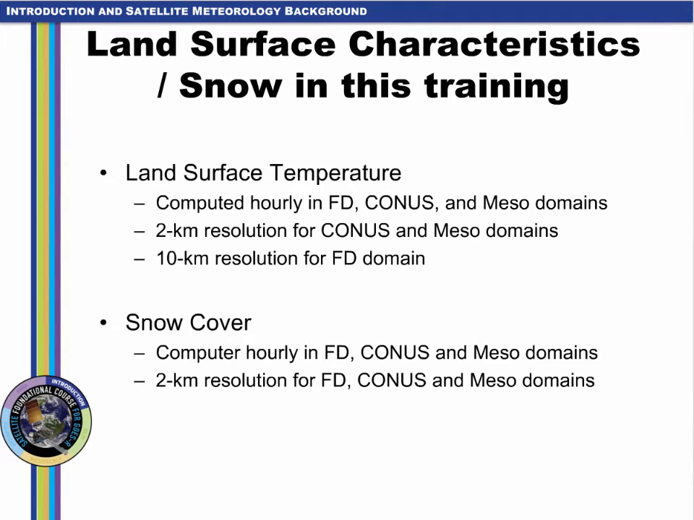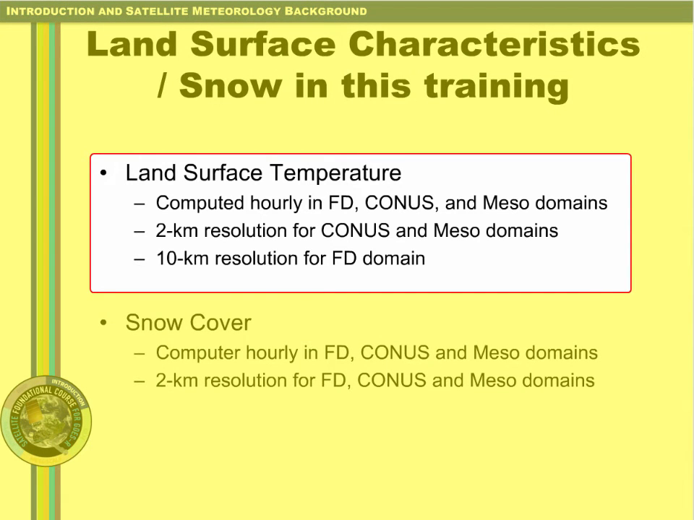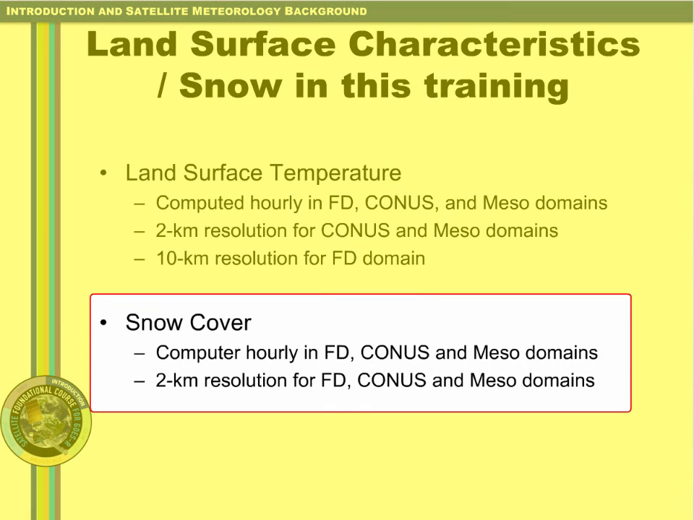Let's switch topics now to land surface characteristics and fractional snow cover, 2 additional GOES-R baseline products. Land surface temperature is computed hourly in all 3 domains, full disk, CONUS, and meso. CONUS and meso domain resolution is 2 km. The full disk domain has a resolution of 10 km, that is an aggregation of a 5x5 array of 2 km pixels. Snow cover, which is fractional snow cover, is computed hourly for full disk, CONUS, and mesoscale domains at 2 km resolution.